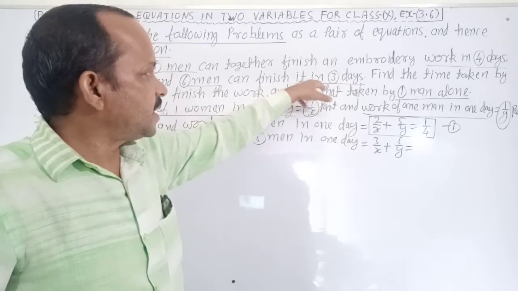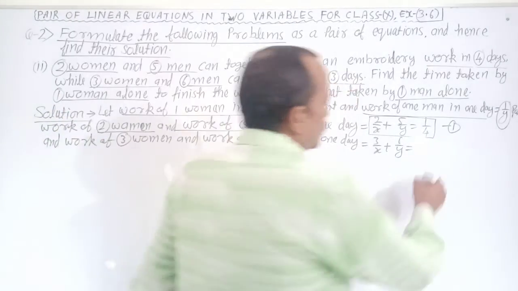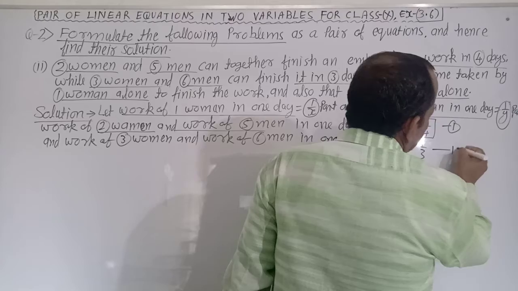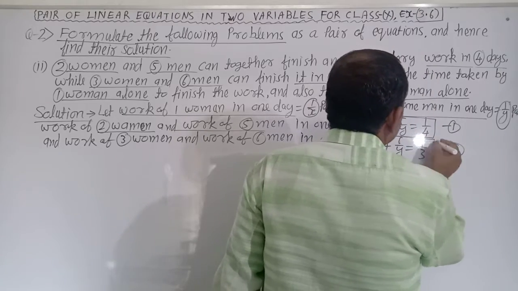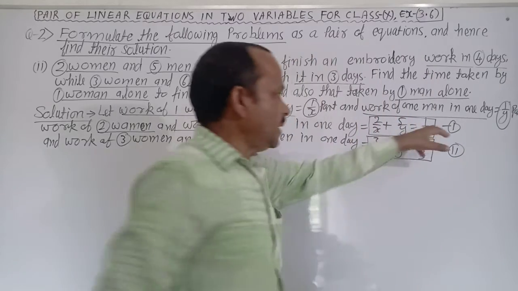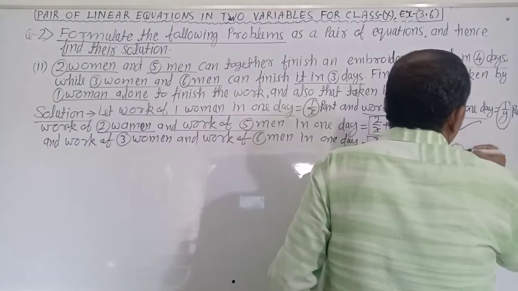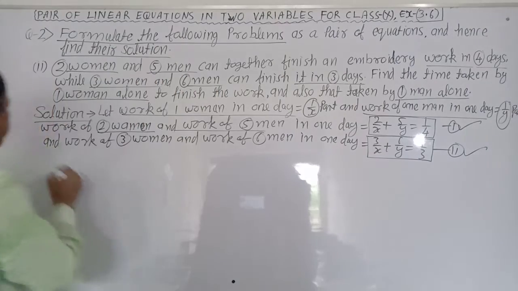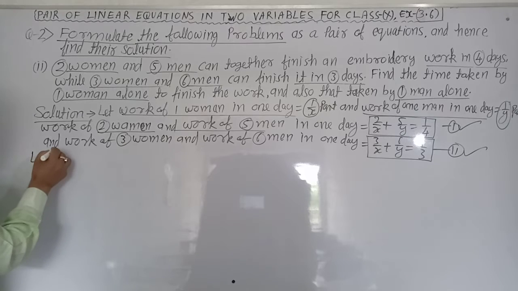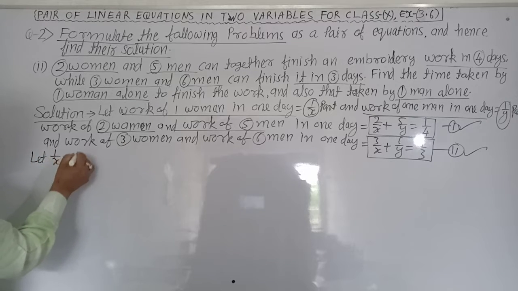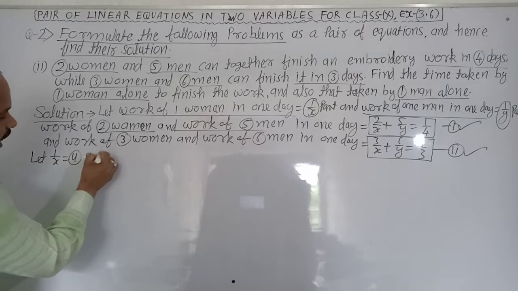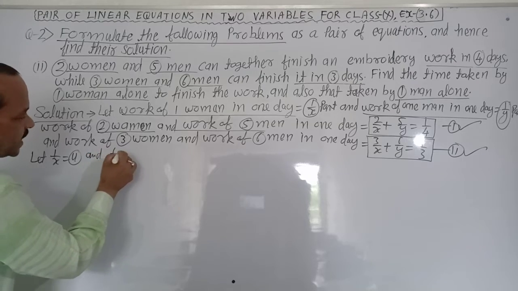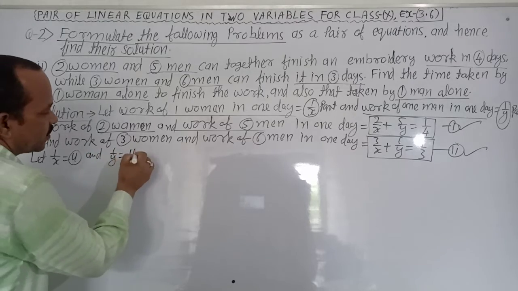They finish it in 3 days, equal to 1 by 3. Equation second. It is equation first and it is equation second. Clear? Let 1 by x equal to u and 1 by y equal to v.